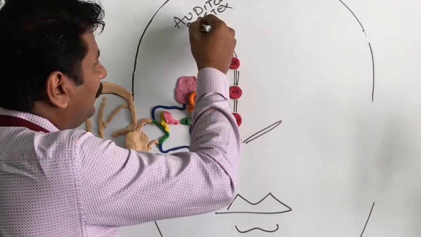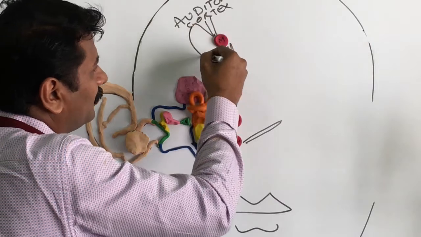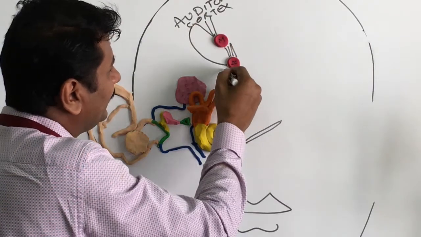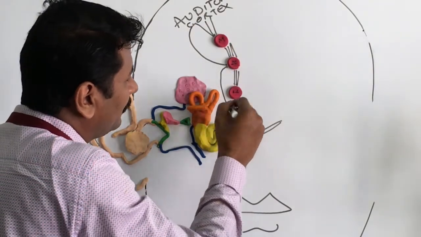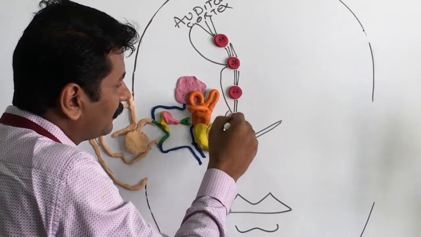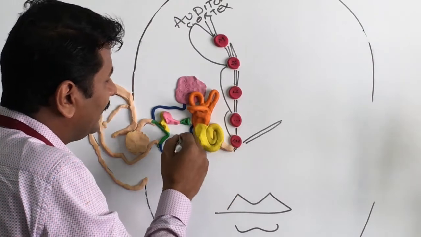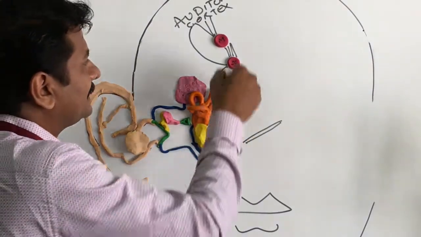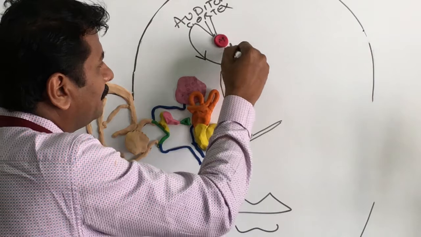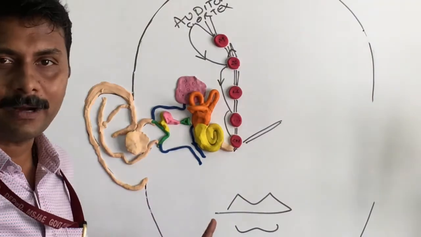There is a descending pathway which comes down from the auditory cortex to the inferior colliculus, to the superior olivary complex, to the cochlear nucleus, to the cochlea, and to the middle ear. So there is the ascending pathway which goes up and the descending pathway.